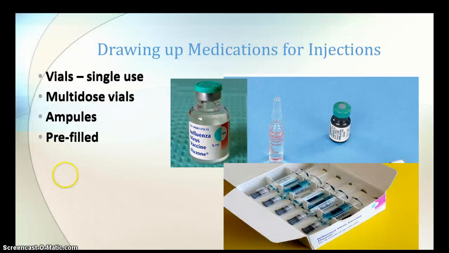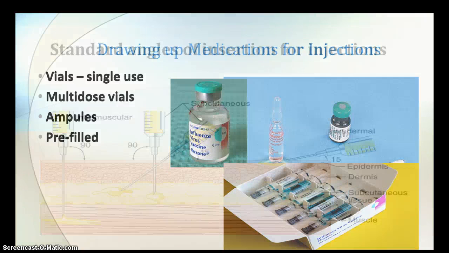Medications we're going to be drawing up are out of vials. We'll be using a vial in the lab. This is a multi-dose flu vaccine vial, or here's a single-dose vial. This could be for a PPD or a TB test. These are pre-filled syringes down here. And then, of course, you've got an ampule. We'll not be using those in the lab because we don't really use those much anymore in clinical. But we will be focusing on use of the vial.